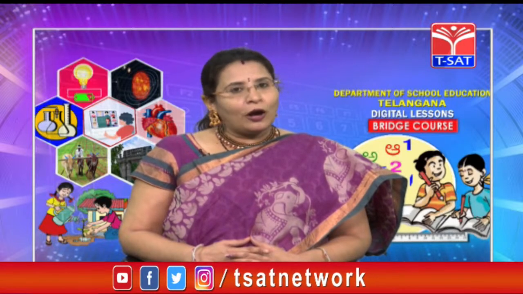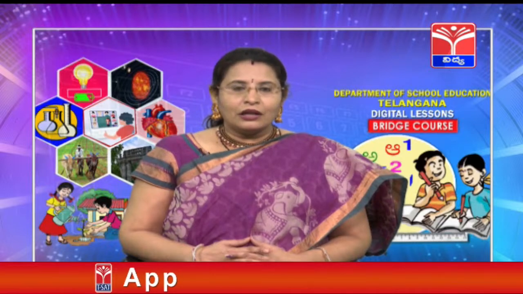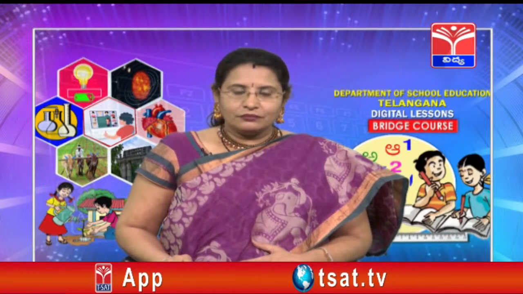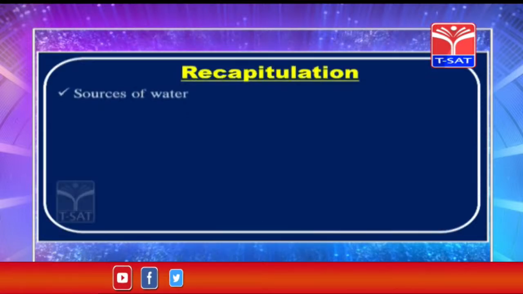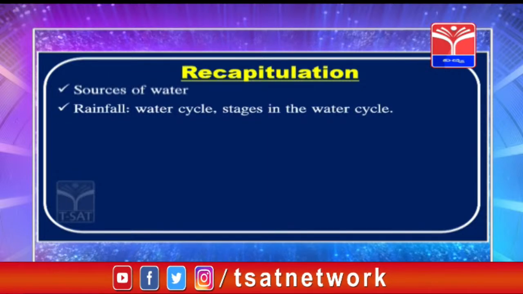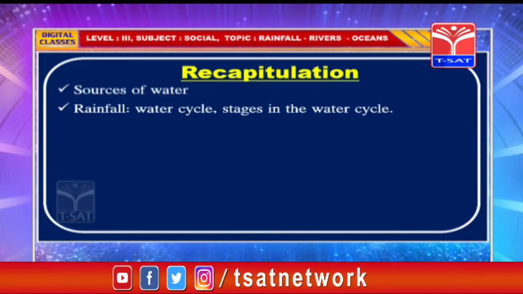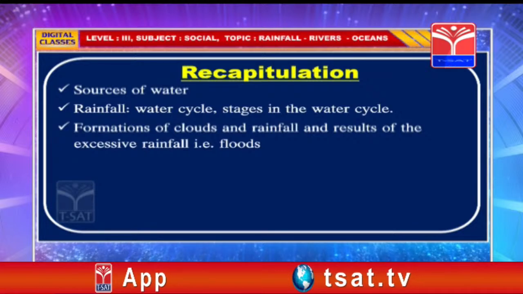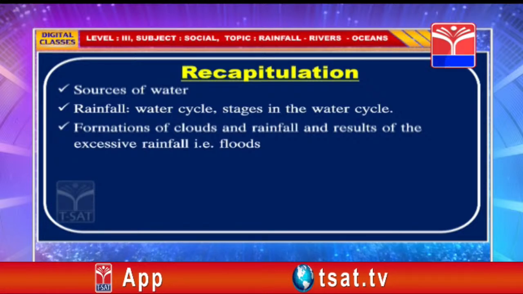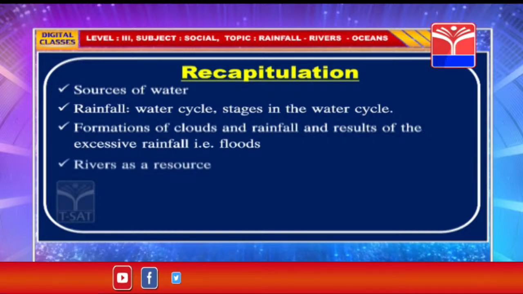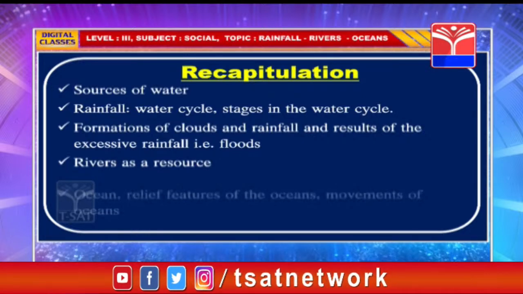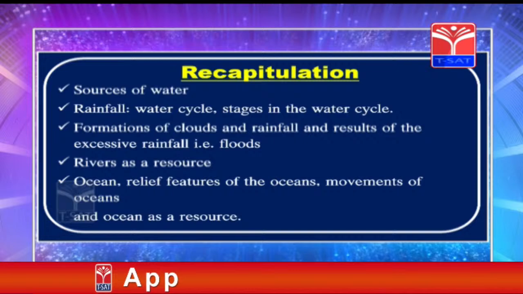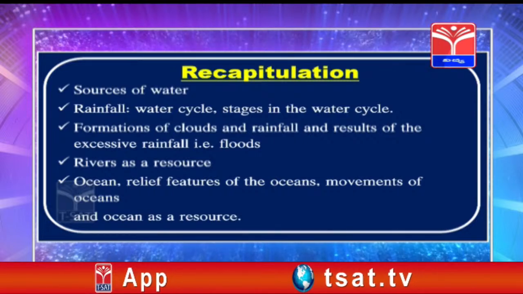So I hope the topic is very clear to you. Now let us have a quick recapitulation of all we learned today. Children, today we learnt about the sources of water, rainfall, water cycle and stages in the water cycle. We learnt about the formation of clouds and rainfall and the results of excessive rainfall, that is floods. We learnt about rivers as a resource, and we learnt about the ocean, relief features of the oceans, movements of the ocean and the ocean as a resource.